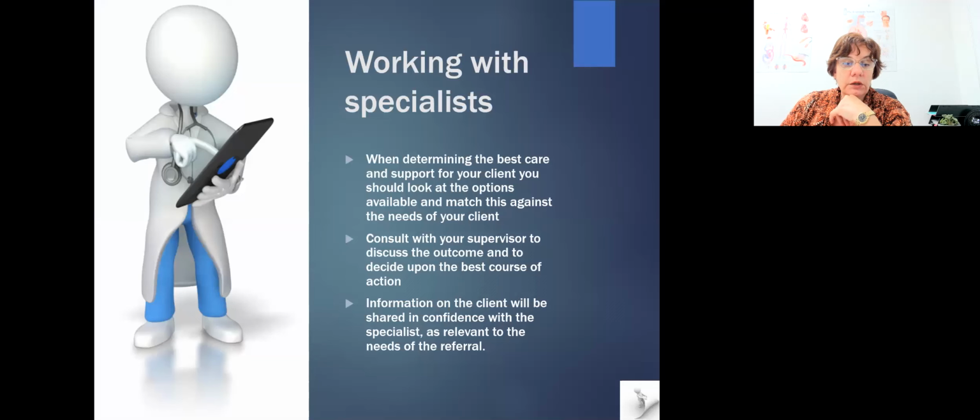Work with these specialists to find the best support for your client, so you can look at options that are available to meet the needs of the client. Consult with your supervisor and discuss the outcome and the decisions and the best course of action. Information on the clients will be shared in confidence with the specialist as relevant to the needs of the referral.